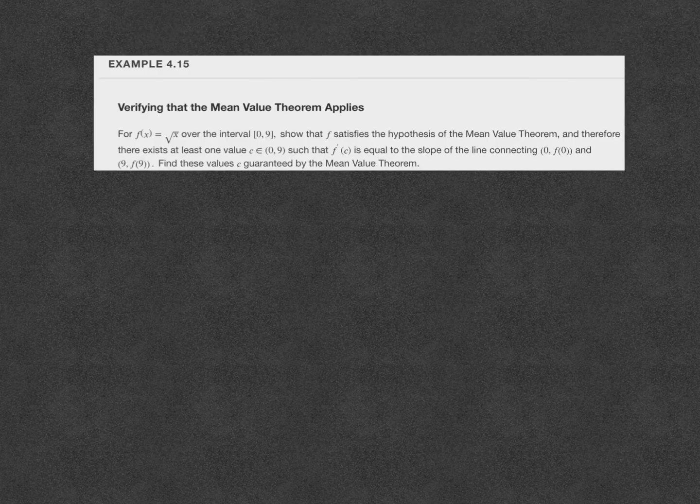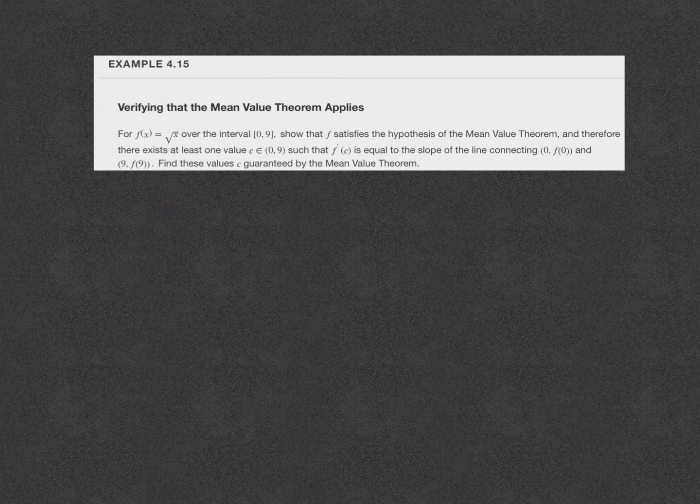So now let's look at an example or two. All right, here's our first example, and we're going to start out by verifying that the mean value theorem applies. We're given a function f of x equals radical x. Our closed interval is 0 to 9, and we need to show that f satisfies the hypotheses for the mean value theorem. And the reason that this one's a little bit different than the last two is because this is a square root function, not a polynomial function. So this is not defined for all x.